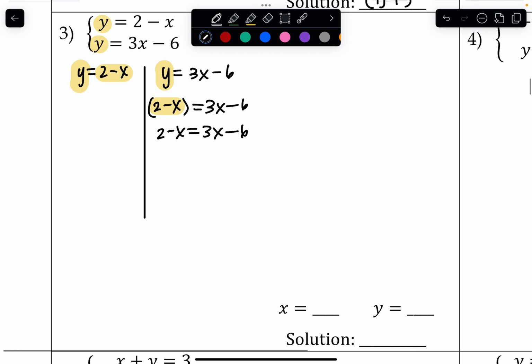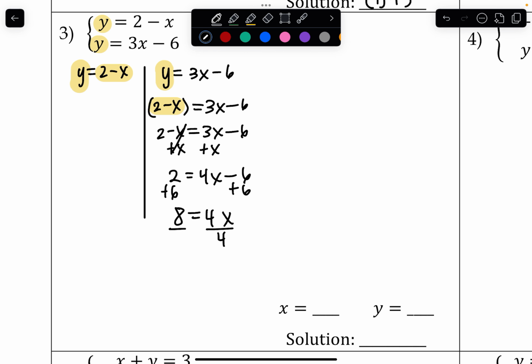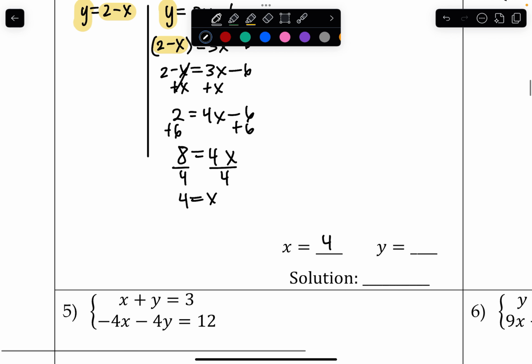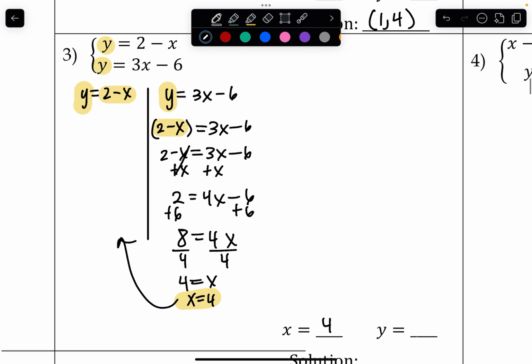And then we can isolate, well, first we need to get rid of all of these x's. Either side, I'm picking the one with the negative x. And then we can add 6 to both sides. And then divide by 4. And we get x equals 4. Okay, and so we're going to take that x equals 4, and we can substitute that x into either equation. They're both pretty easy. So 2 minus 4 would give me negative 2 for my y value.